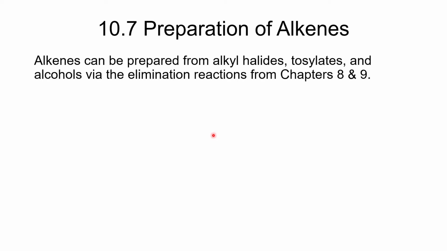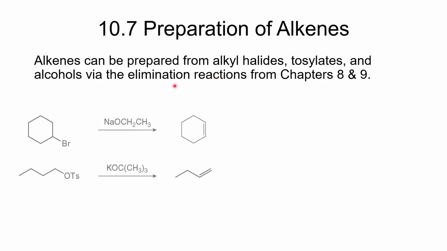In this section, we are going to look at the preparation of alkenes. Fortunately, this is something that we have seen before. We are quite familiar with some of these reactions. So we know that we can prepare alkenes from either alkyl halides or tosylates or alcohols. We can do it under basic conditions, under acidic conditions. Just depends on what we have.